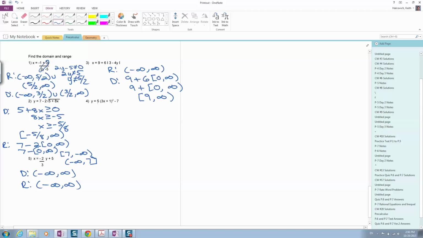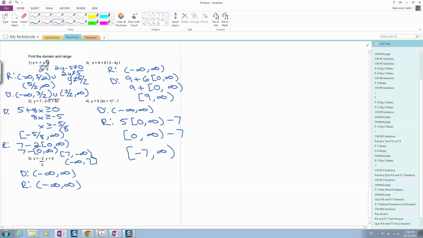For number 4, it's a y equals, so that means the domain is all real numbers. And then the range, we're going to put the greater than or equal to 0 in. So 5 times 0 is 0, 5 times infinity is infinity, minus 7, so 0 minus 7 is negative 7. Infinity minus 7 is still infinity, so it's greater than or equal to negative 7.